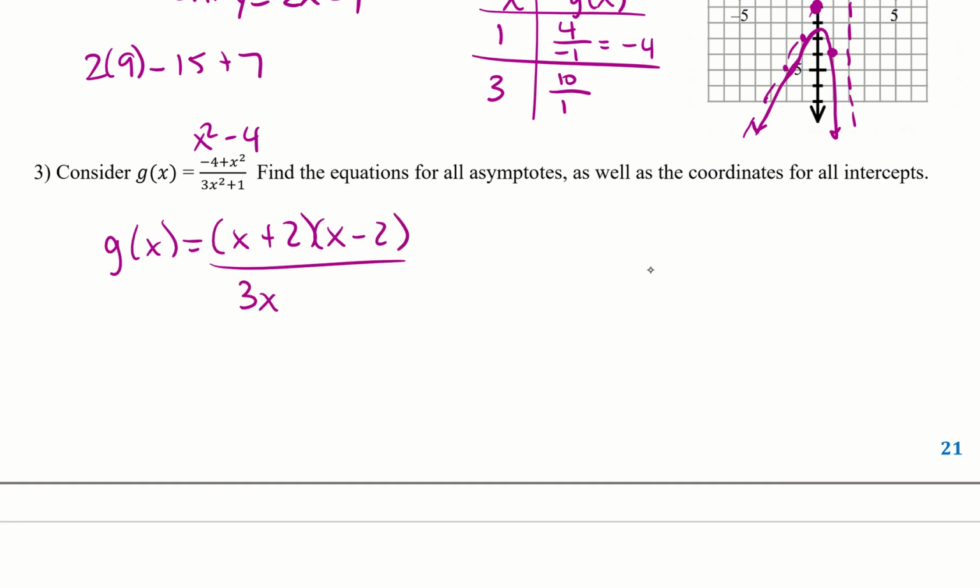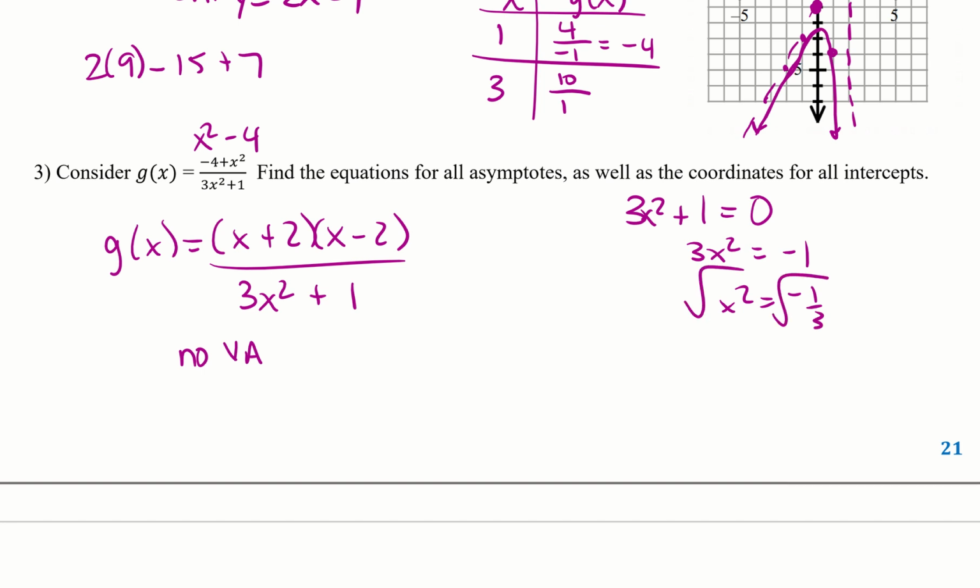The denominator does not factor with real numbers, and when I'm graphing, I'm only interested in real numbers. There are no holes. There is no vertical asymptote because there are no zeros on that denominator. If you're not convinced about that, the fact that it doesn't factor is one way to know that. But if you tried to solve this perhaps by square rooting, you might notice I get imaginary numbers. So there are no zeros on that denominator, thus there is no vertical asymptote.